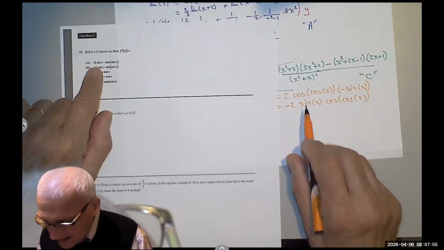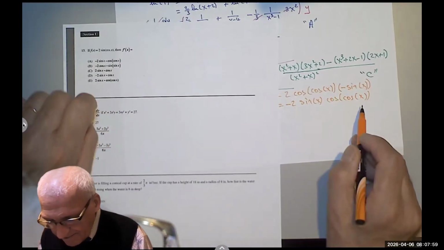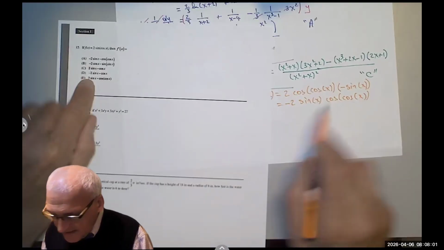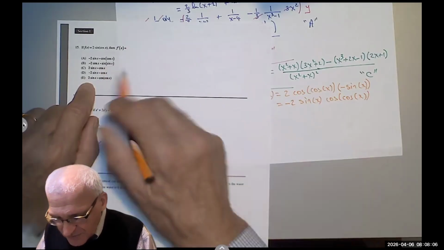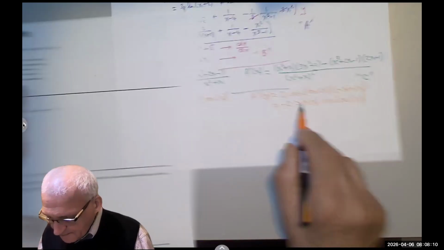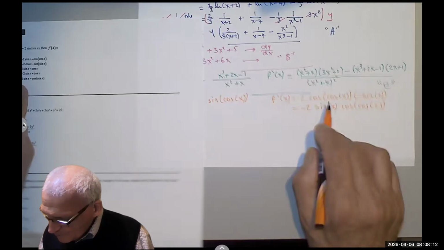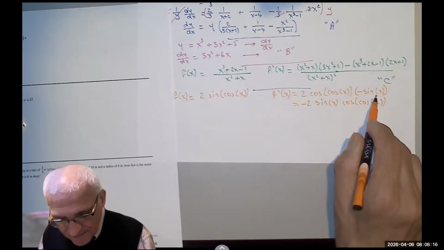Yeah, that should be a negative 2 sine x cosine of x. Yeah, there is a negative sign, so E is not right, C is not right. This one is cosine, but you took the derivative of cosine, so you get negative sine.